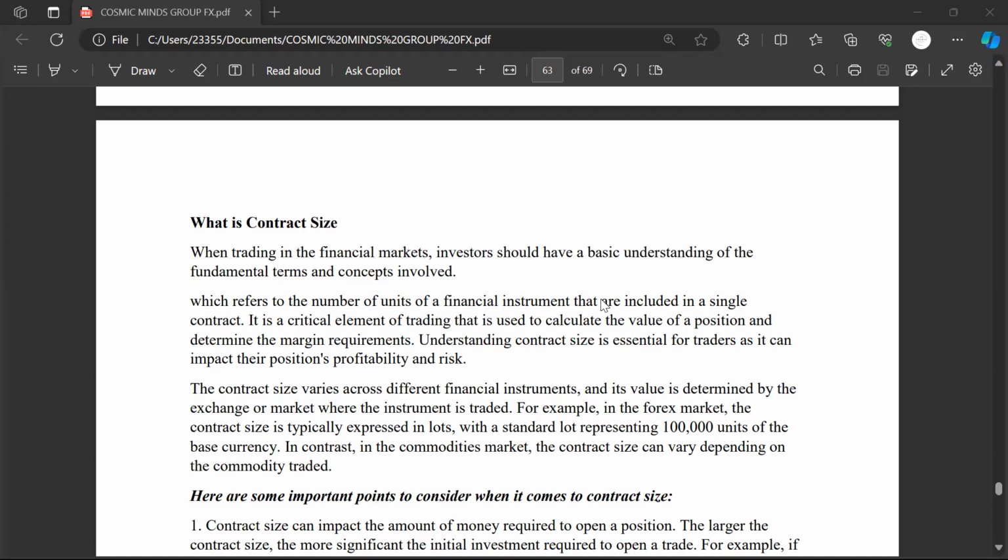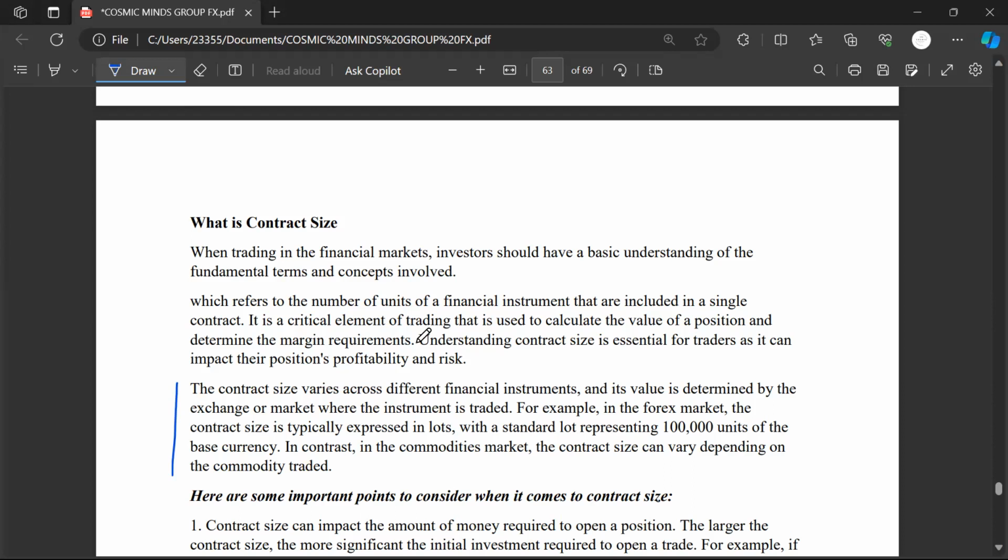For example, in the forex market, the contract size is typically expressed in lots. This is a very important point to note, right? Let me take this paragraph well. Now, we are saying that the contract size varies across different financial instruments, right? We saw something of that sort when we were calculating the pip value. We said that the pip value is different from one currency pair to another. It's a similar thing here, right?